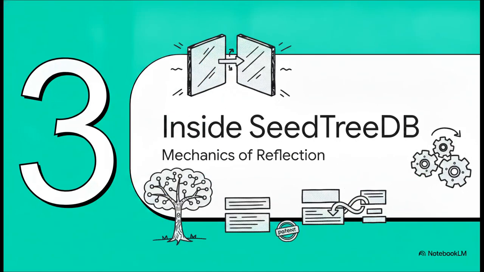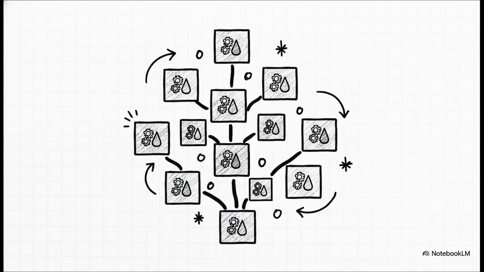Section 3. Inside the seed tree DB, the mechanics of reflection. So how do we actually build this reflective mirror in reality? Let's dive into the concrete mechanics by exploring the architecture outlined in the seed tree DB patent, US 12,664,142. The crucial takeaway of the seed tree DB architecture is that its nodes are incredibly dynamic.